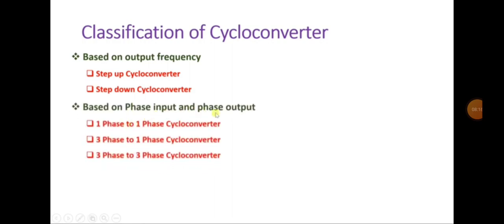Based on input phase and output phase, we can again classify in three domains: one phase input and one phase output cycloconverter, three phase input and one phase output, or three phase input and three phase output. So based on input and output phases we can classify it in three domains. This is how we can classify cycloconverters. Now I'll show you some basics of step up and step down cycloconverters.